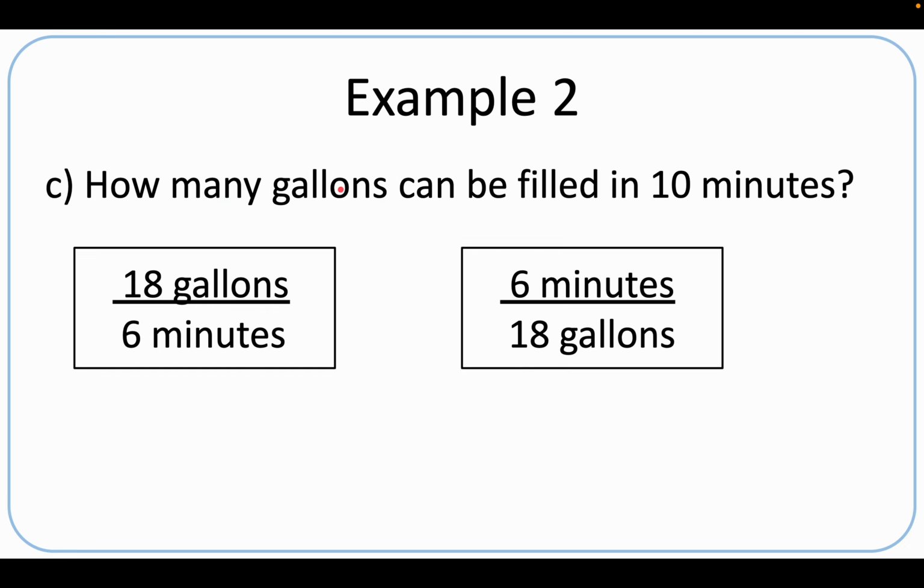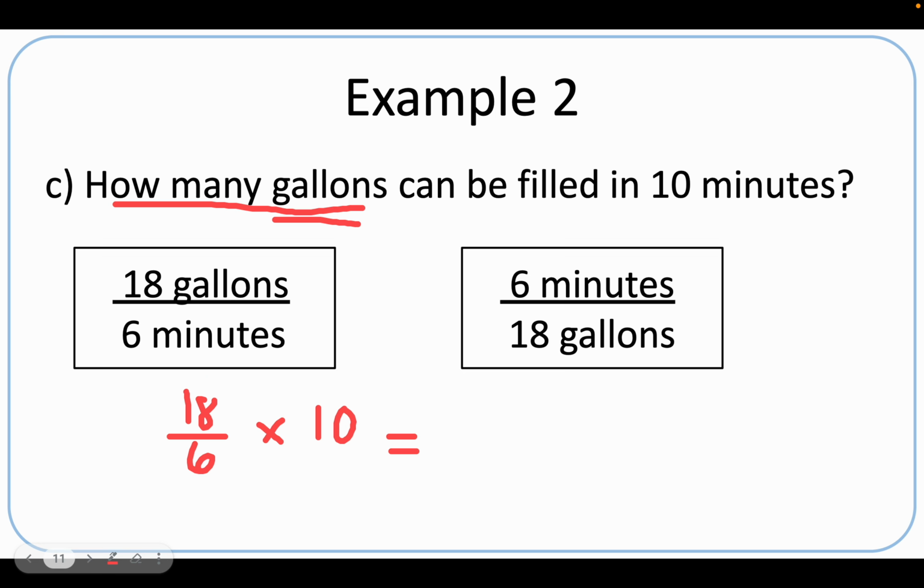And next, how many gallons can be filled in 10 minutes? So our question, how many gallons? We want our answer to have gallons, so that means we're going to pick the rate that has gallons in the numerator. So we'll do 18 over 6, and then we're going to multiply it by the number we have, which is 10 minutes. Our minutes would cancel out, and we'd be left with gallons.